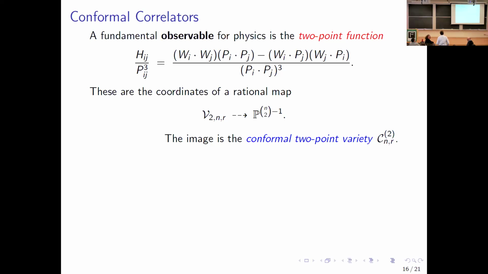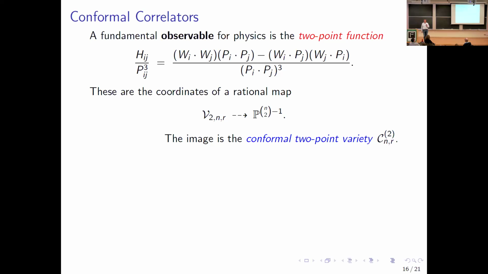So let's do it. Now we have my previous variety, which is V2NR. That's the one we like. And now we're mapping it into the space of observables. That's now a projective variety, projective space of dimension n choose 2 minus 1. We have n fields. For any 2 fields, we measure this, and we're going to be interested in the algebraic relations among these quantities, and they cut out some variety. This is a rational map from this affine variety, and we're going to call this the conformal 2-point variety.